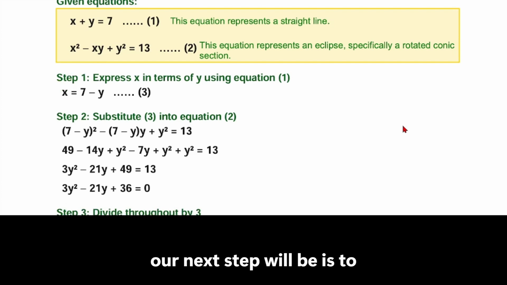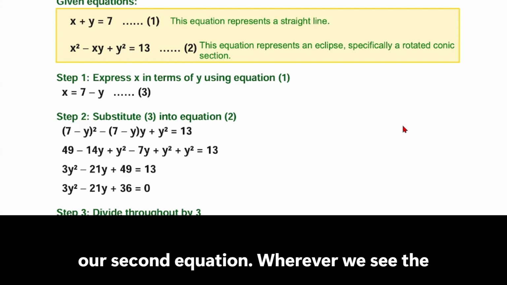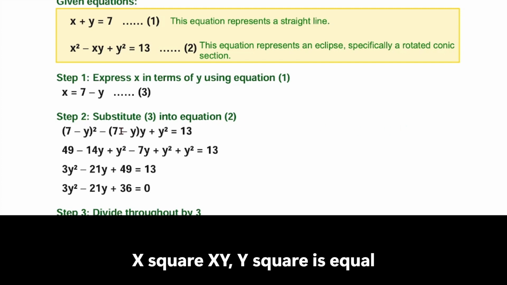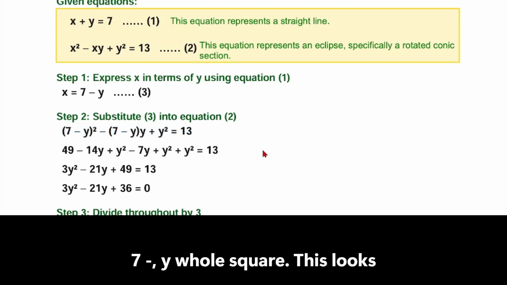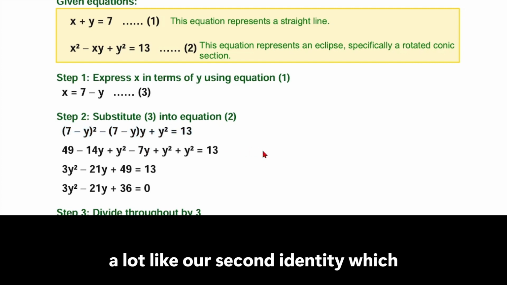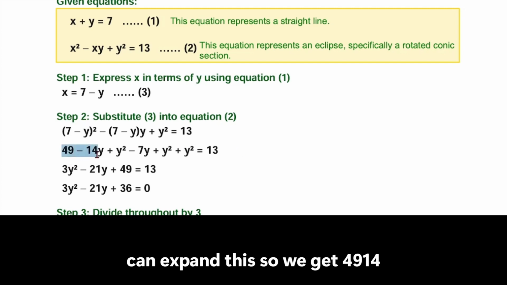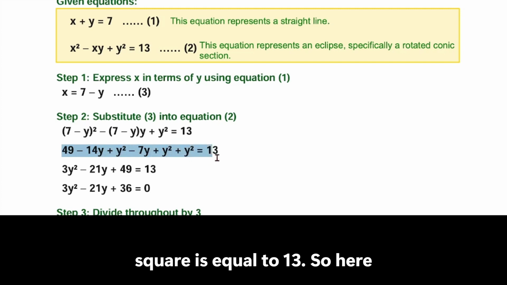Then our next step is to substitute this new equation of x into our second equation. Wherever we see the value of x, we can remove that and add 7 minus y. So instead of x square minus xy plus y square is equal to 13, we can write (7 minus y) whole square minus (7 minus y) into y plus y square is equal to 13. 7 minus y whole square looks a lot like our second identity, which is (a minus b) whole square. So we can expand this. We get 49 minus 14y plus y square minus 7y plus y square is equal to 13.